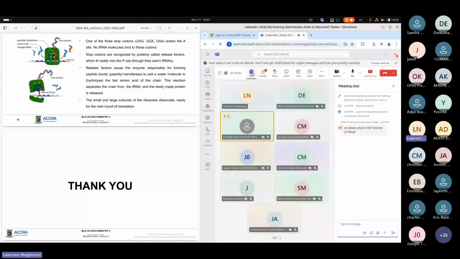Somebody says, what is the function of the ribosomal RNA? So, the ribosomal RNA, when we were talking about the structure, I talked about these catalytic RNAs, so RNAs that can act as enzymes. Many of these ribosomal RNAs actually function as catalytic RNAs, like ribozymes, involved in the processing of RNA molecules.